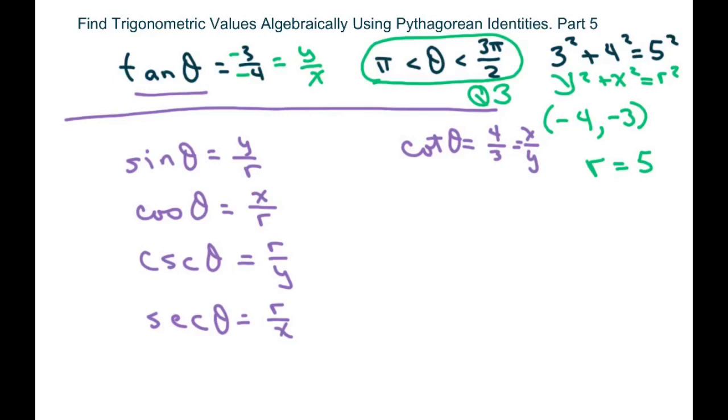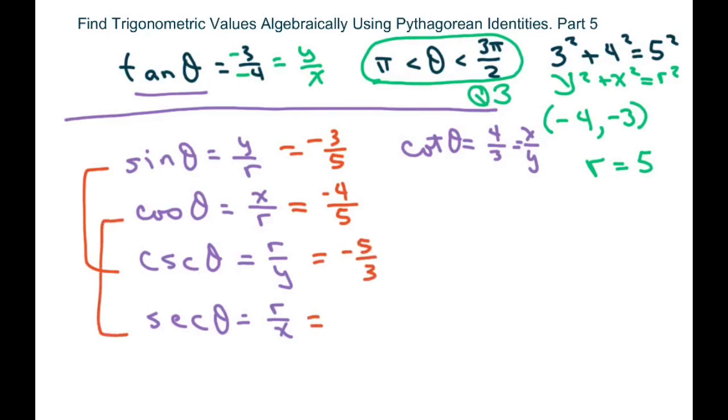Two negatives make a positive. So all you have to do is fill everything in on this one. So y was -3, x is -4, and r is 5. And then you just flip these. Cosecant goes with the sine, so that's going to be -5/3, and secant goes with the cosine, and that's going to be -5/4.